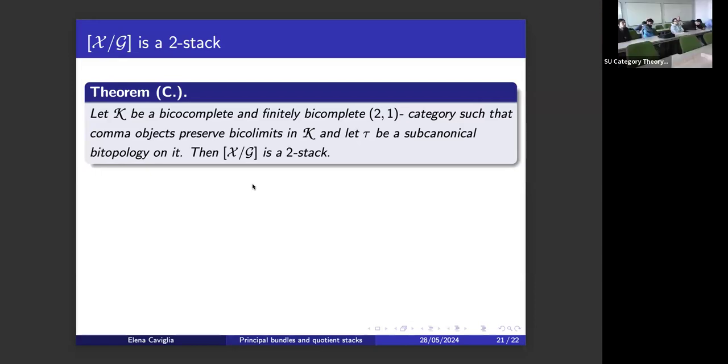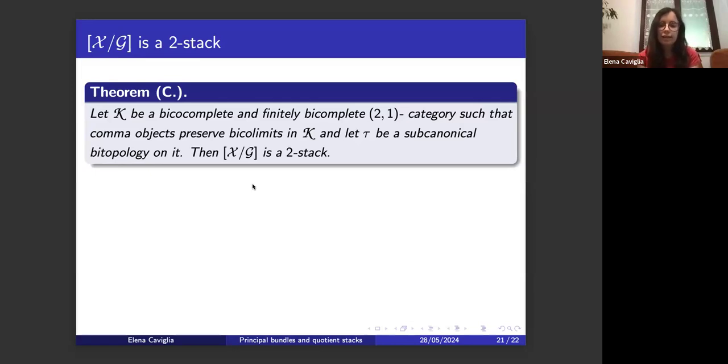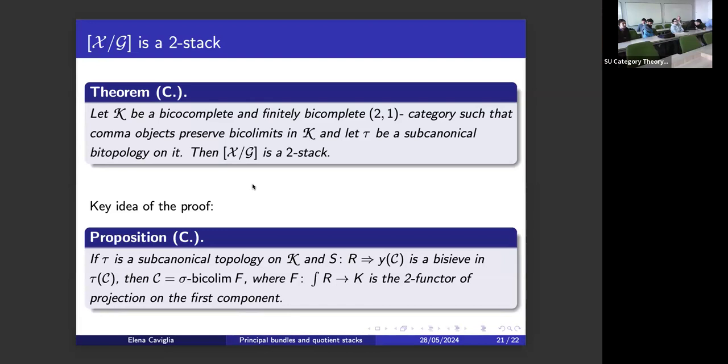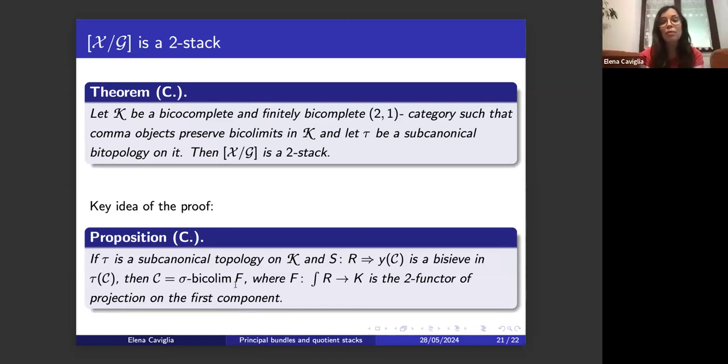And again, there are different ideas behind the proof, but the most important one is that also in this two-dimensional context, we can express the objects of a subcanonical bisite as some kind of colimits of the bisieves over them. And the right kind of colimit is a sigma bicolimit, so a particular kind of two-dimensional colimit, but we still have this possibility to express the objects as colimits, and this is what makes the proof work.